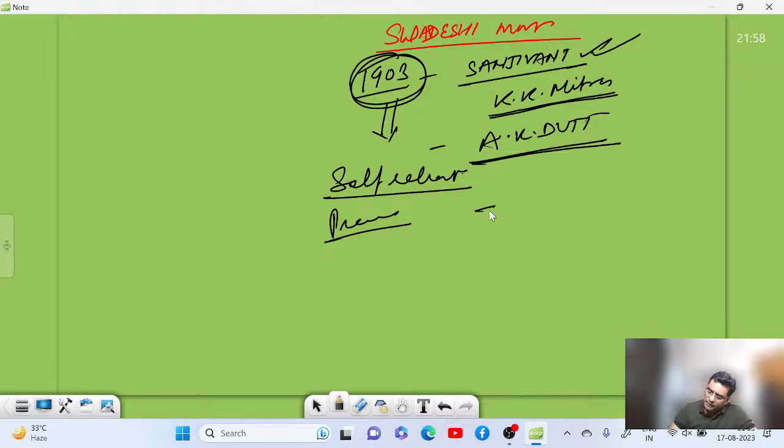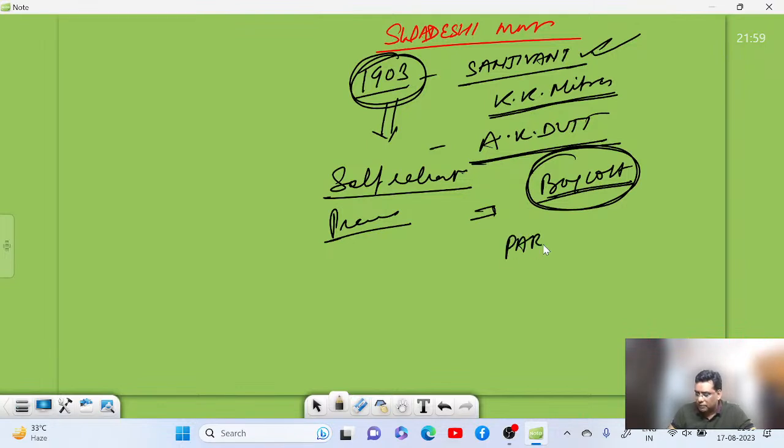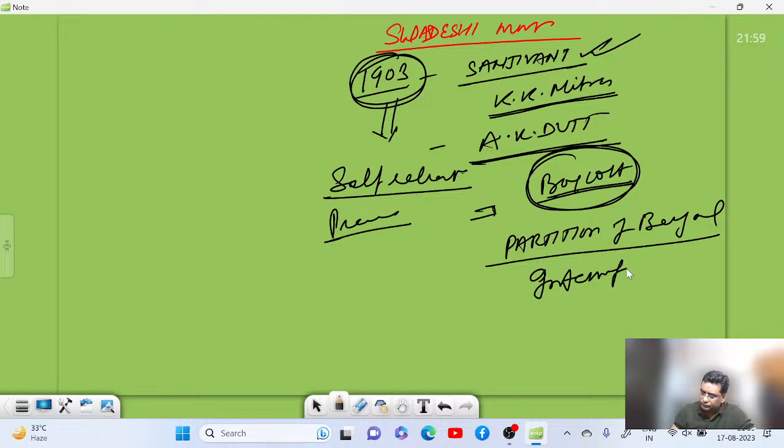In the entire India, there was a boycott movement. And of course, the partition of Bengal had further intensified the Swadeshi movement.